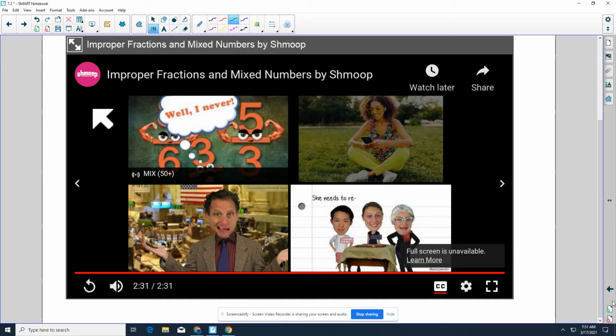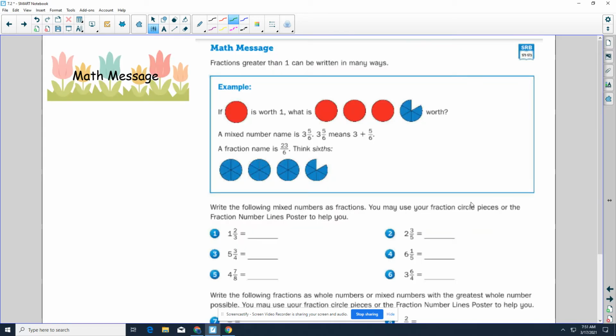Okay, so you see the video there just reviewing mixed numbers and improper fractions. And so now we're going to look at the math message here. It says fractions greater than 1 can be written in many ways. So you see the example here, they use a fraction circle. If one whole circle is worth 1, what is 3 whole circles?